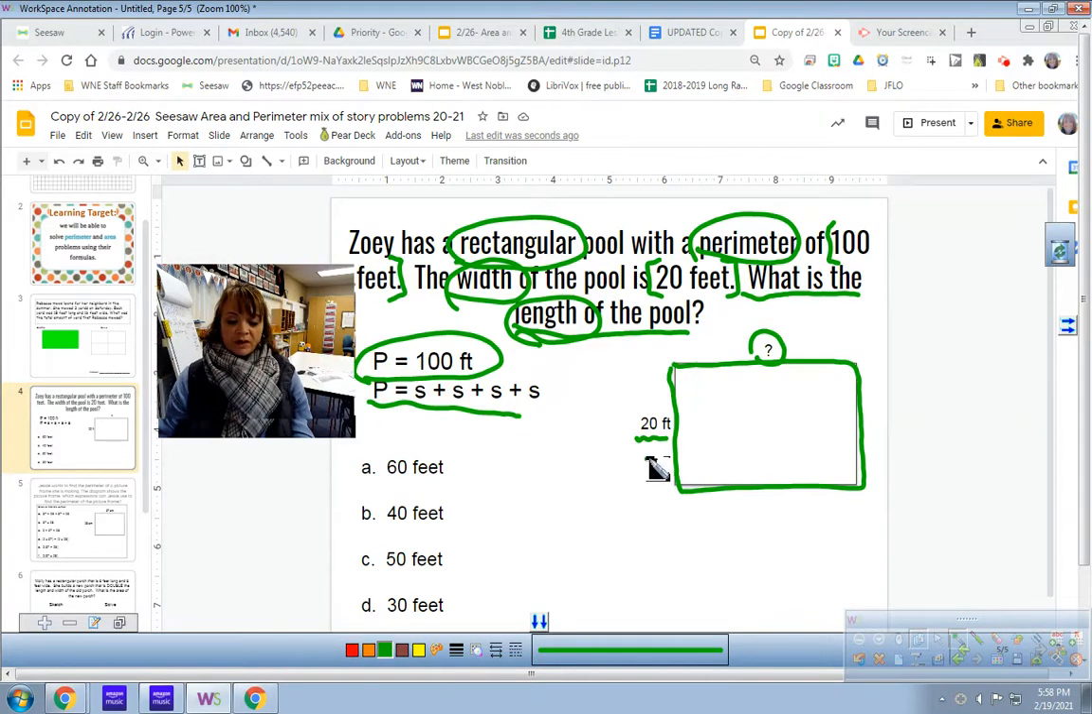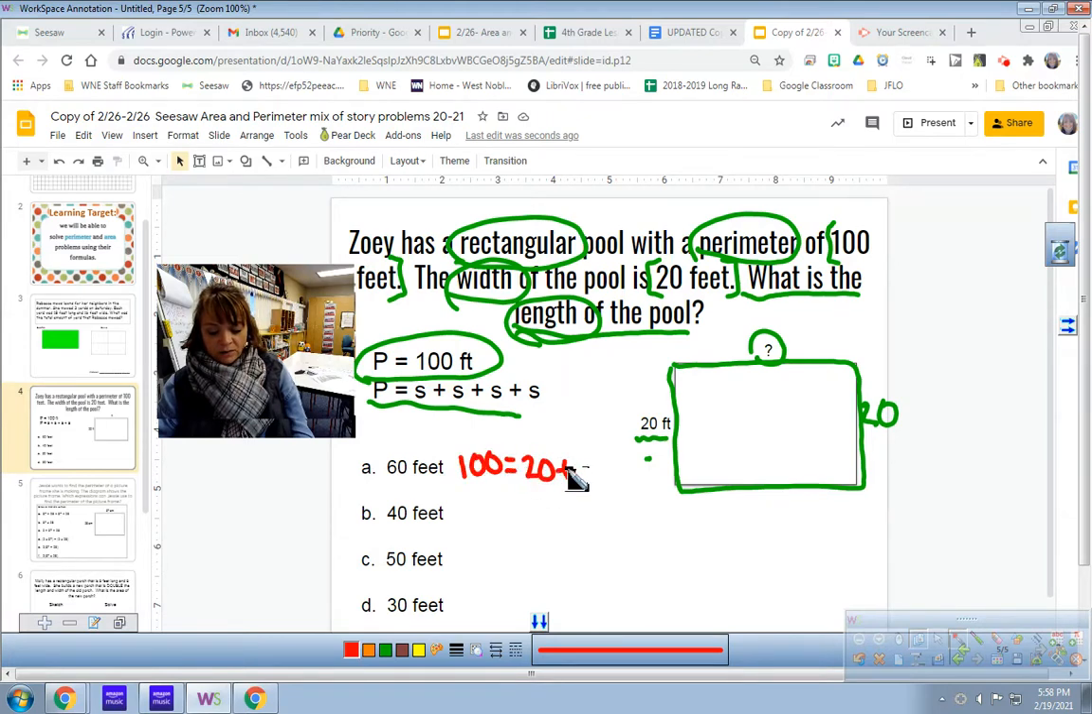So if the width down here is 20 feet, then the width up here is 20 feet as well, because then we know how much of that 100 feet is used up. So now I'm looking at this and thinking, how am I going to solve this? Well, I know perimeter is 100 feet and perimeter equals side plus side plus side plus side. So I can do 100 equals 20 plus 20 plus question mark plus question mark.